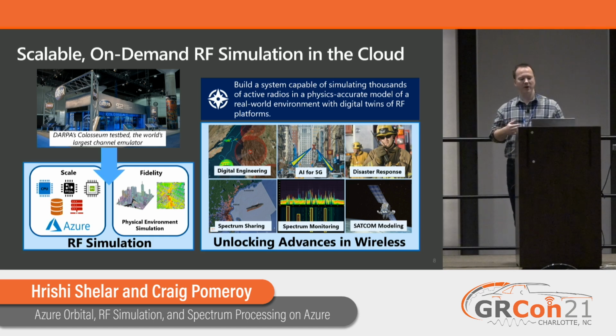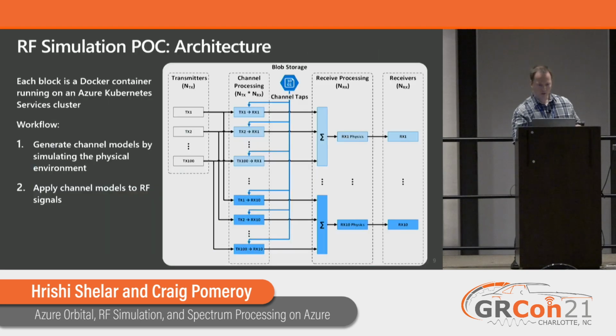So our proof of concept work so far shows that it's absolutely possible to build a cloud resource that's fully configurable and could meet the needs of your development workflow. This is a very high level architecture view of the system. Every block here is a pod or container running in a Kubernetes cluster. So you have a number of transmitters going through some channel models, aggregating all that data, and then going to a receiver.